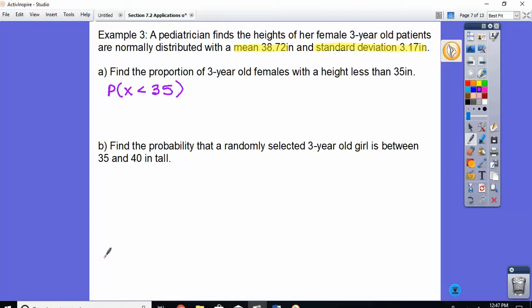So I get 35 minus 38.72 divided by. We can't read the 35 from the table, so we have to translate it into a Z first. So to change this to a Z, you do X minus your mean over your standard deviation. And we get Z is less than negative 1.17.